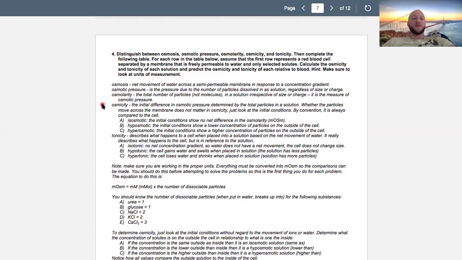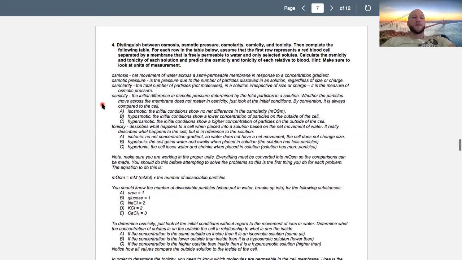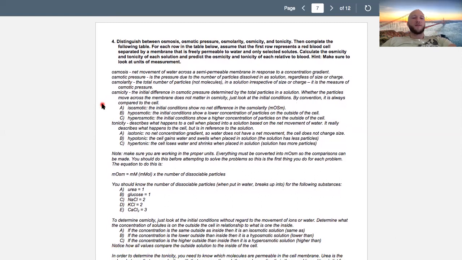Osmicity is the initial difference in osmotic pressure determined by the total particles in the solution. Whether the particles move across a membrane does not matter to osmicity, just look at the initial conditions. By convention, it's always compared to the cell, the outside relative to inside. So isoosmotic, the initial condition shows no net difference in osmolarity. Hypoosmotic, the initial condition shows a lower concentration of particles outside the cell. So outside relative to inside, there's fewer outside, it's hypo. With hyper, there's more outside than inside.